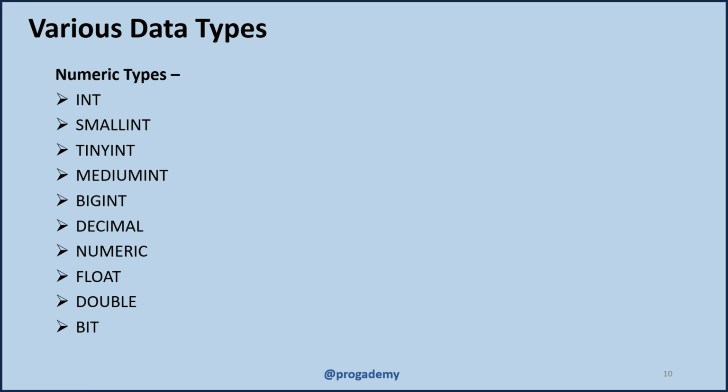Firstly, we have numeric types, where a column will store numbers. Then that particular column will be storing int, small int, tiny int, medium int, big int, decimal, numeric, float, double, and bit. So numbers could be whole numbers. It depends on the size of that number, like how many bits or bytes of data it will store. Will it store whole numbers or will it store decimal points? Will it store a very large value or a small value, or will it be a bit value? These will come under numeric types.